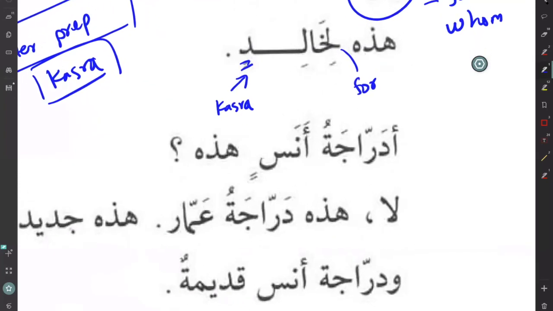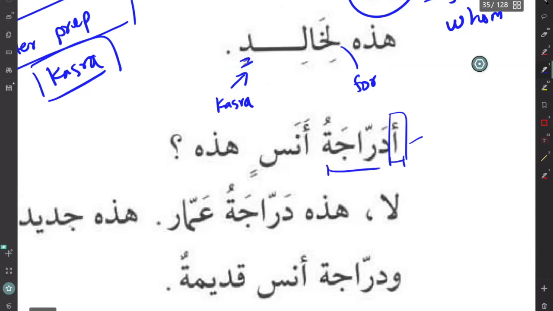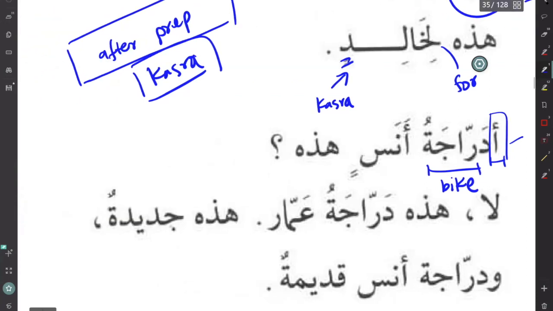So adarrajatu. Okay, so this A is again, remember this Hamza, I'm pretty sure you're kind of getting it. The Hamza sneaks into words, it's just attached to the word. So you kind of have to distinguish this Hamza from the word itself. Okay, Darraja is what? A cycle, bicycle, bike. Darraja is bike. The word is Darrajatun.